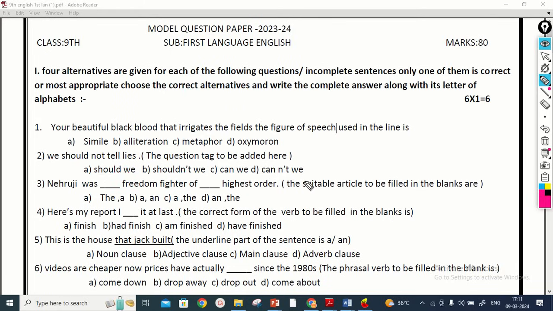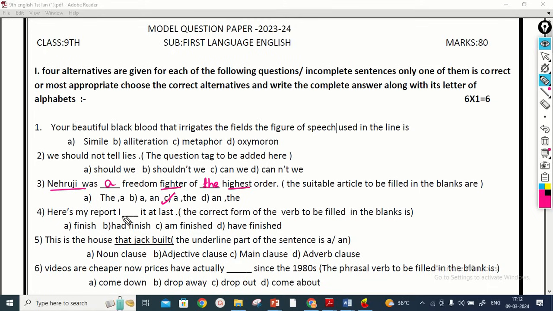Then we are moving to: Nehru ji was dash freedom fighter. Here it is a singular sentence, so we use a, and here highest is the superlative degree word. Therefore we have to use the. So Nehru ji was a freedom fighter of the highest order, a and the. Therefore option C is the correct answer.